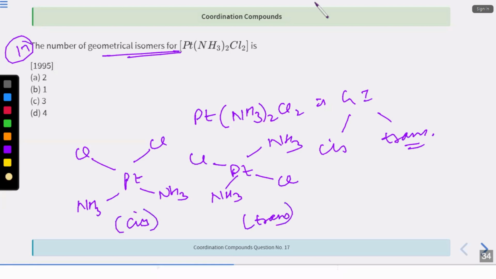I think this is a very basic thing. If you're reading chemistry, you must know what is cis-trans isomerism. So these are the two isomers, which is option number A. Again, a simple question.